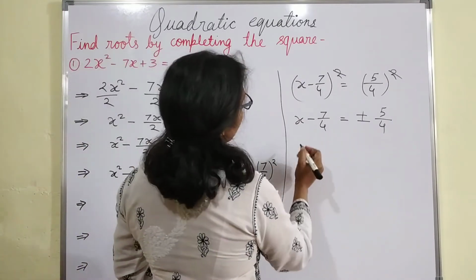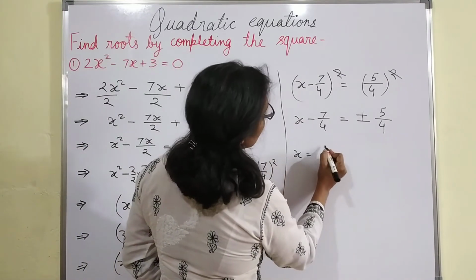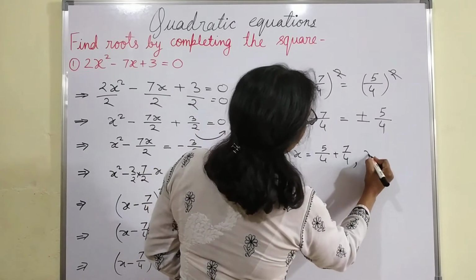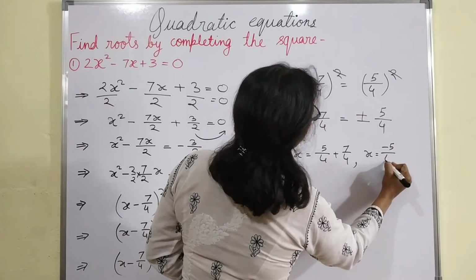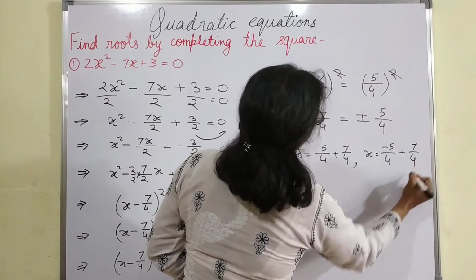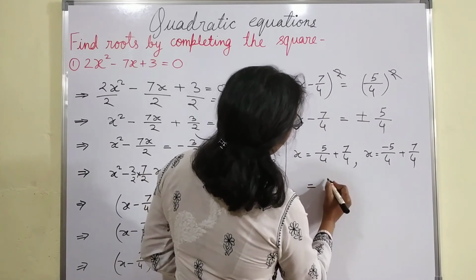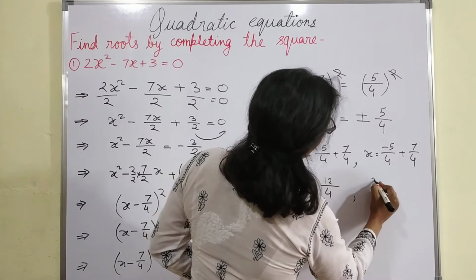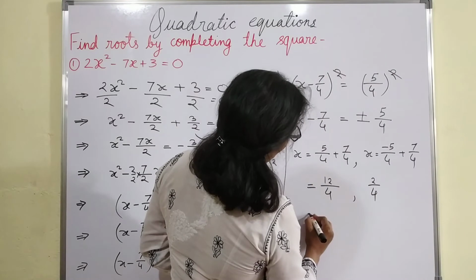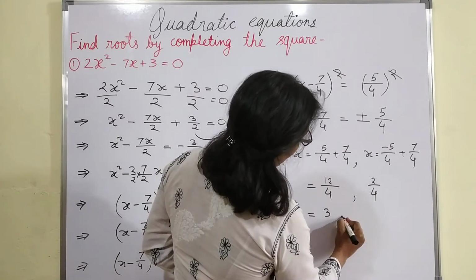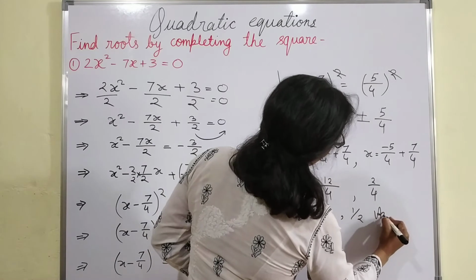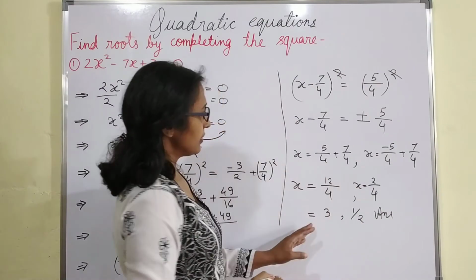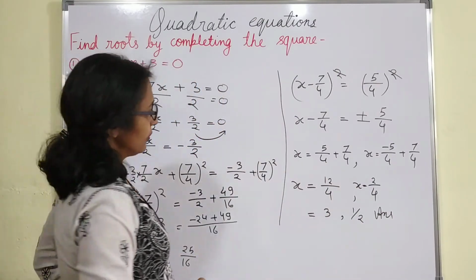Now to find the value of x, x equals 5 upon 4 plus 7 upon 4 and x equals minus 5 upon 4 plus 7 upon 4. Now solve it. It will become 12 upon 4 and 2 upon 4. So our answer is 3 and 1 by 2. Our zeros are 3 and 1 by 2.